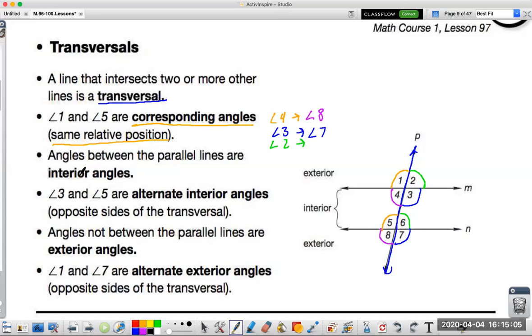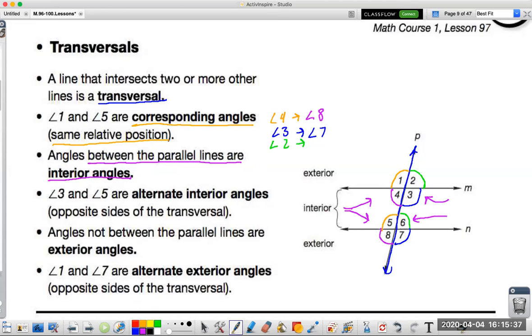All right, so let's look at the next thing. If you have angles that are interior angles, those are angles between the parallel lines. So these are interior, that would be these angles here on the inside. It also would be the ones over here, that one and that one. Those are all interior angles.